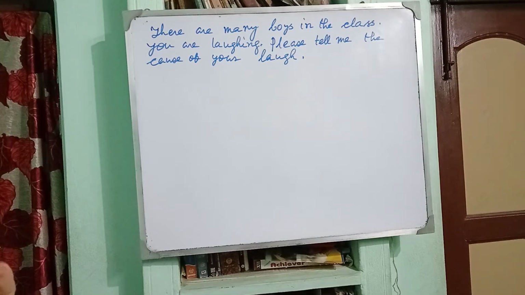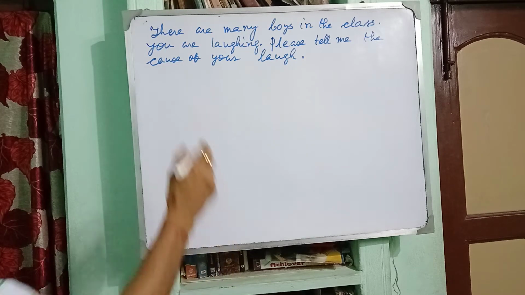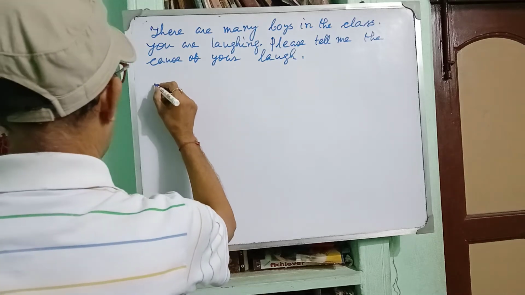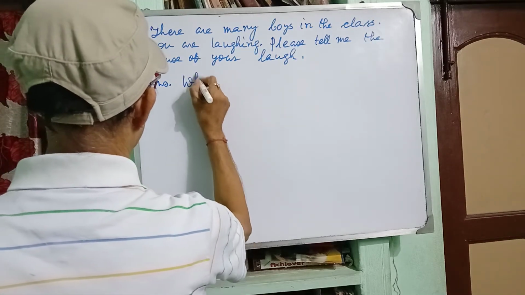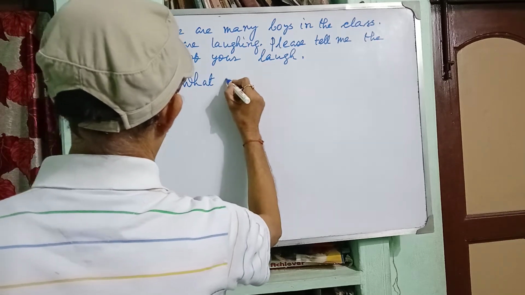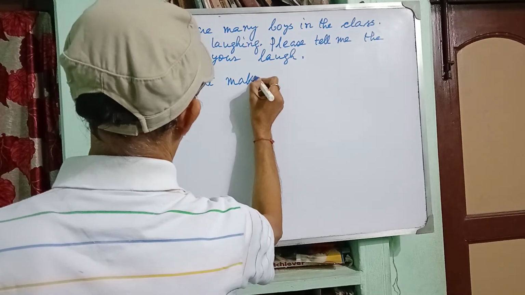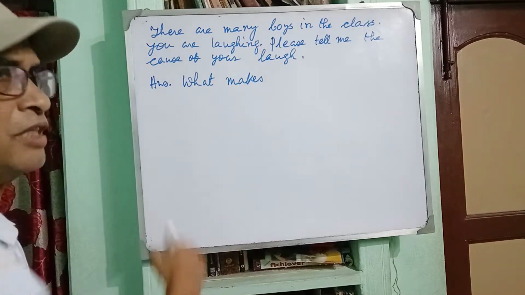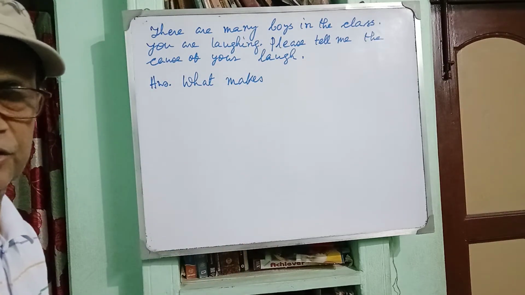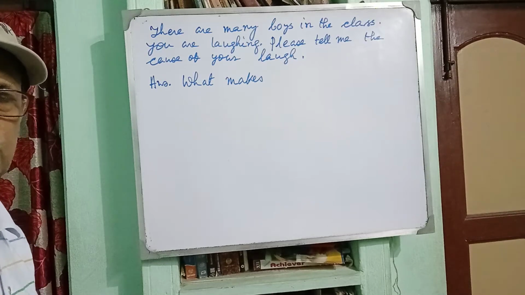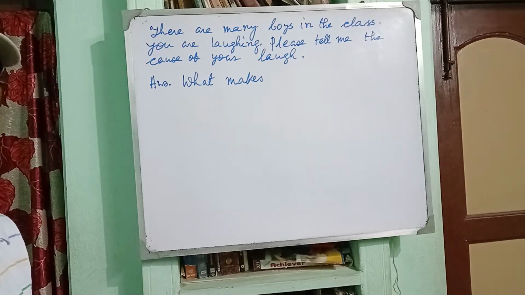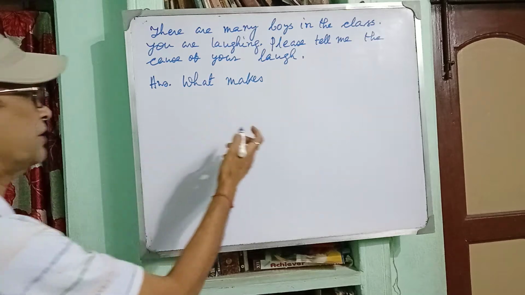Suppose the teacher is asking the boy. Then what should be the question? This should be the answer: What makes you laugh? That means the question is being asked. The boy is being asked. The question is being thrown towards the boy. What makes you laugh?